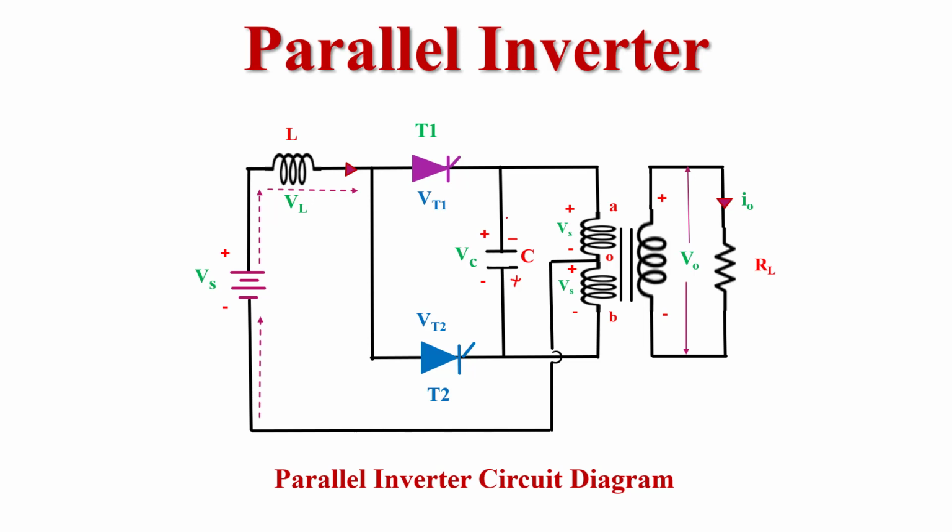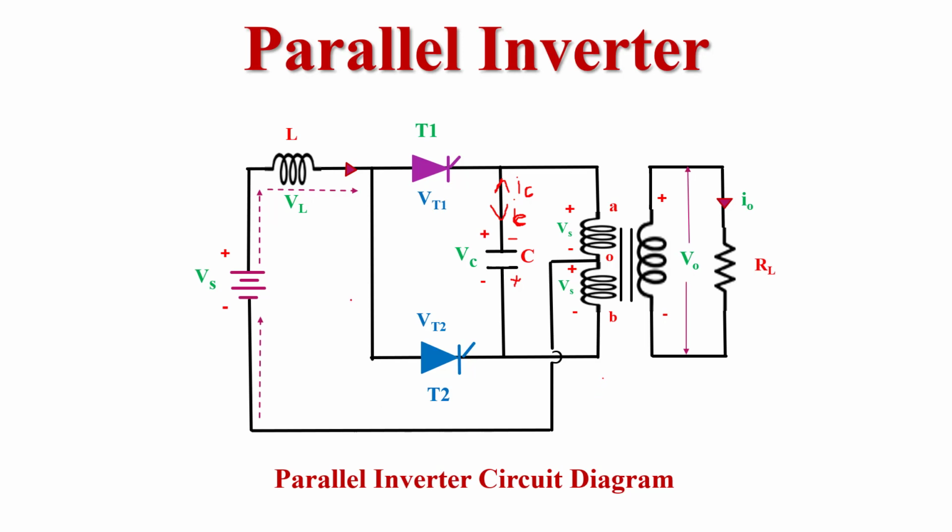Now the second point is, if current flows across the capacitor in this direction, IC, this is the reference direction of current flow across the capacitor, and this current is considered to be positive. If current flows across the capacitor in the opposite direction, it means the capacitor current flows in this direction, we consider that this is the negative current. So these 2 points we have to consider. Now this is the whole description of the parallel inverter circuit.